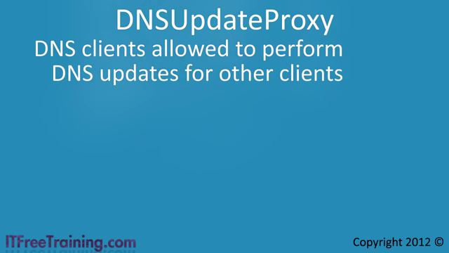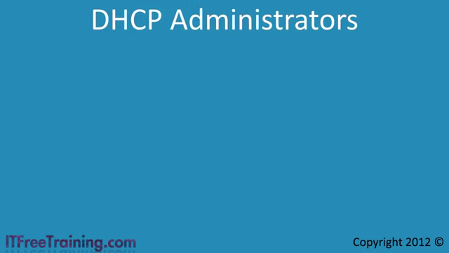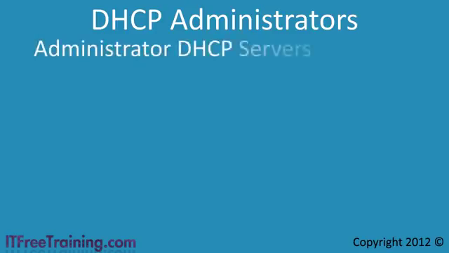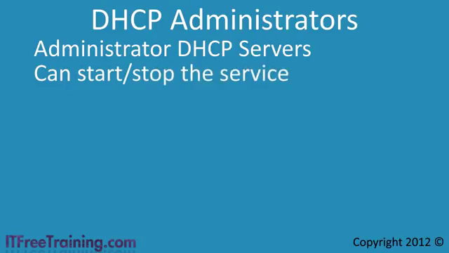The next group is DHCP administrators. If any of the DHCP groups have not been created, they will be created when DHCP is first installed. Users of this group can administer DHCP servers. This includes creating new records and zones, and basically all aspects of DHCP administration, including stopping and starting the DHCP service. Membership of this group does not give any other access to the server.